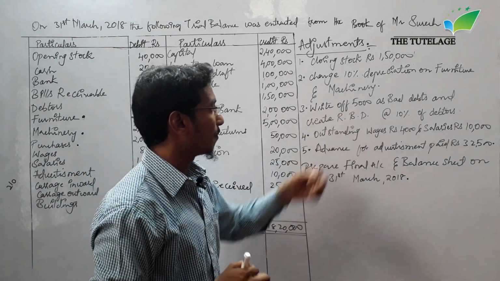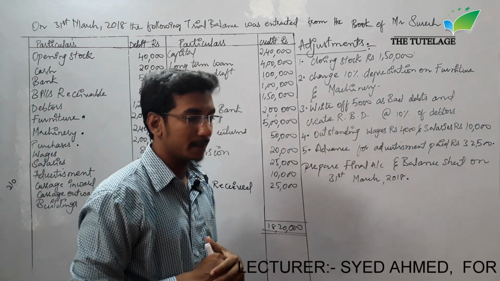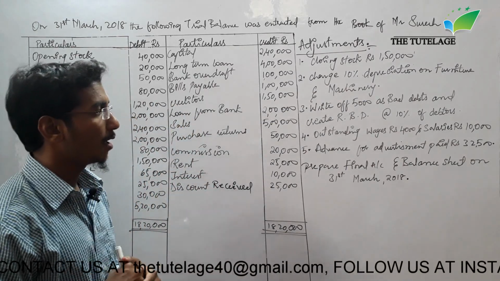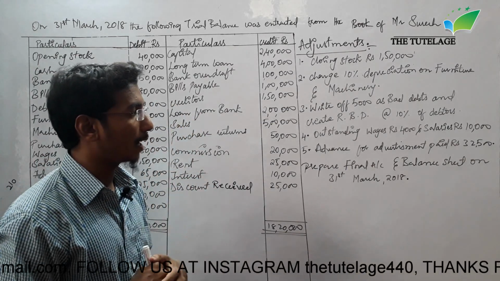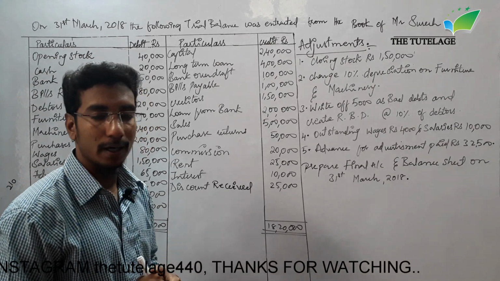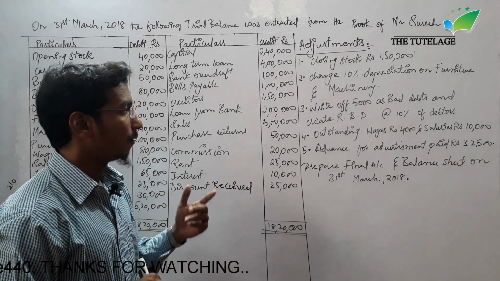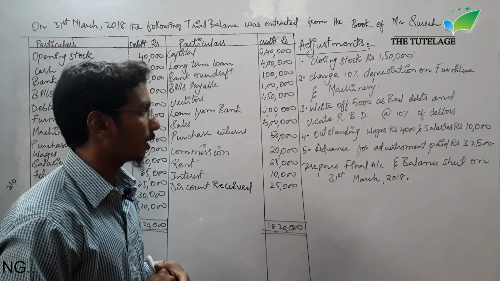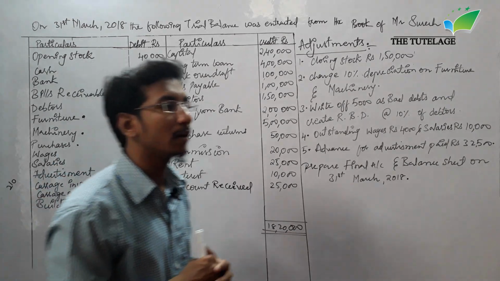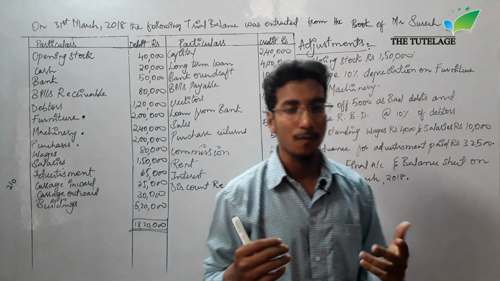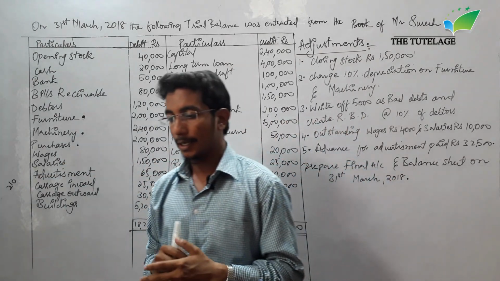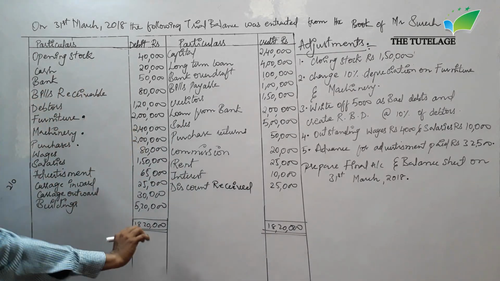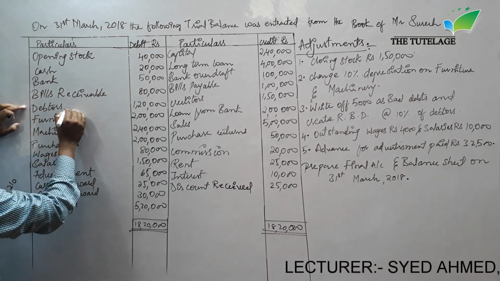Next, write off 5,000 as bad debts and create a reserve for bad debts at the rate of 10% on debtors. We should write first the bad debts. Bad debts is nothing but when we gave credit to our customer, they don't want to pay us. That is called bad debts. Bad debts is 5,000 on debtors.